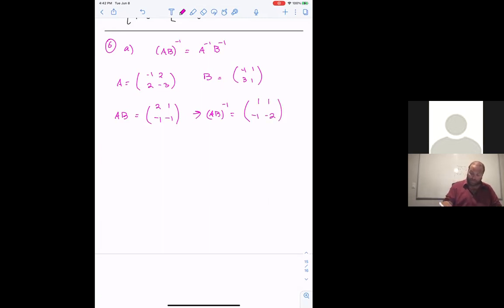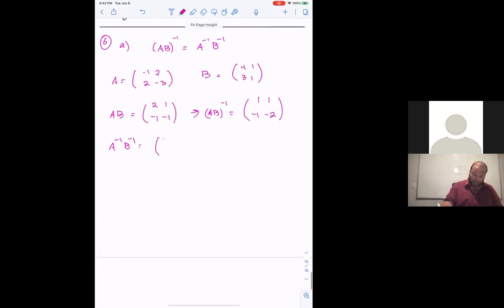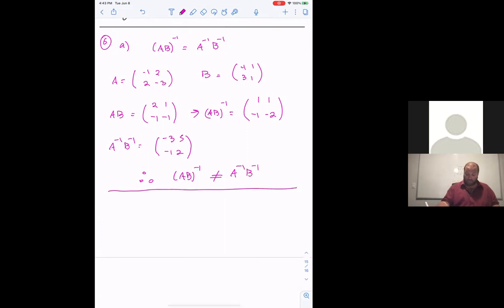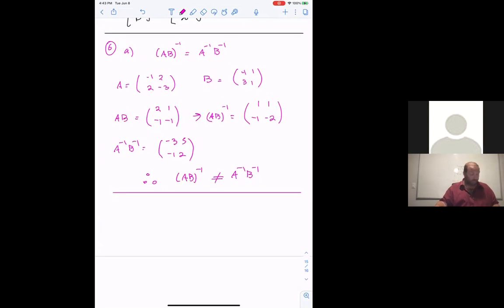Meanwhile, A inverse, B inverse, if I take matrix A and I inverse it, and I take matrix B and I inverse it, and I do that. Can I do this at once? Let's take a look. A inverse parentheses times B inverse parentheses. Yep, I can. And it gives me -3, 5, -1, 2. So we see that AB inverse does not equal A inverse B inverse. Jonathan, you are wrong. Not an idiot, just uneducated.